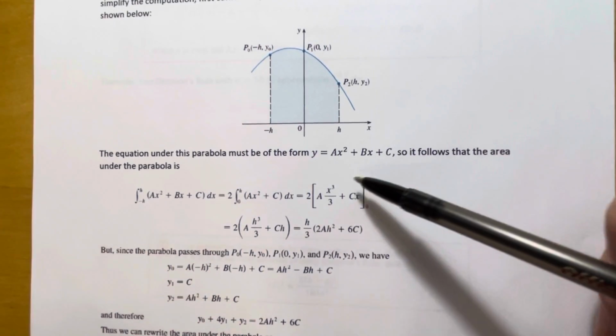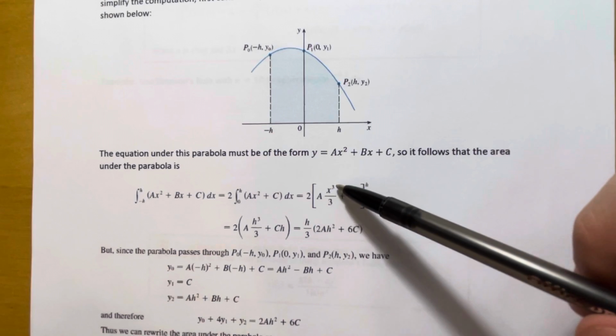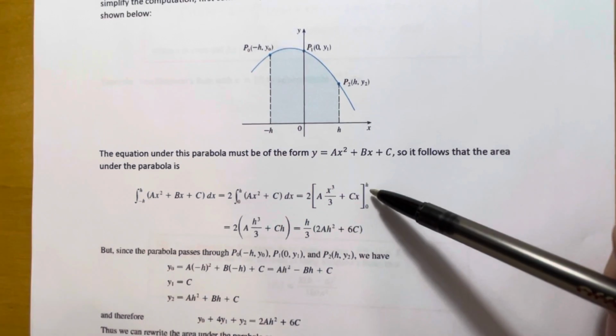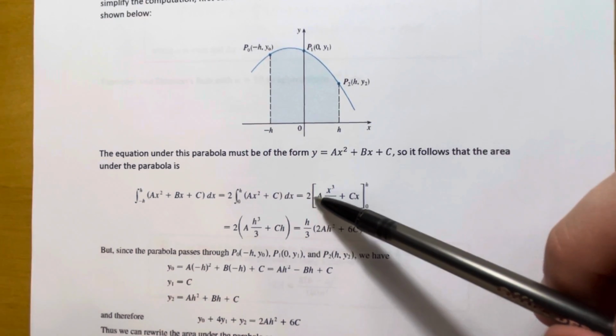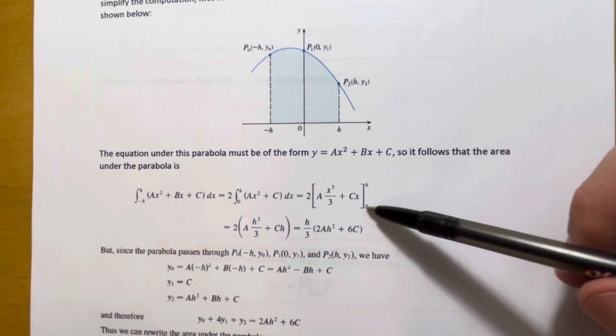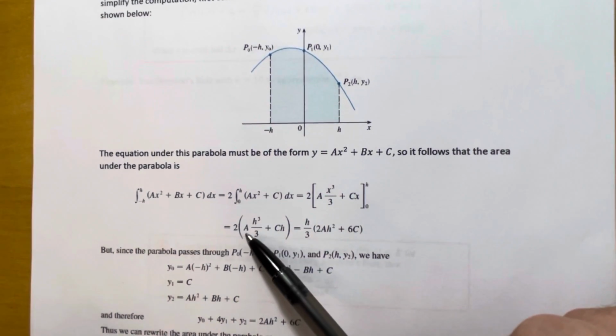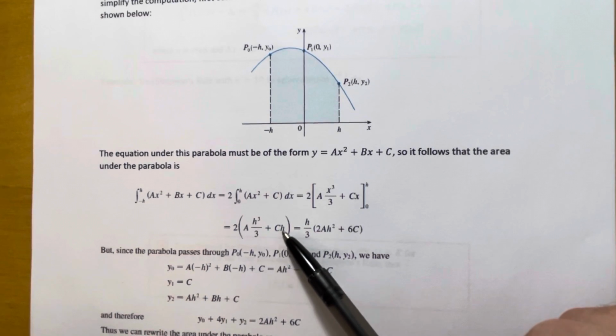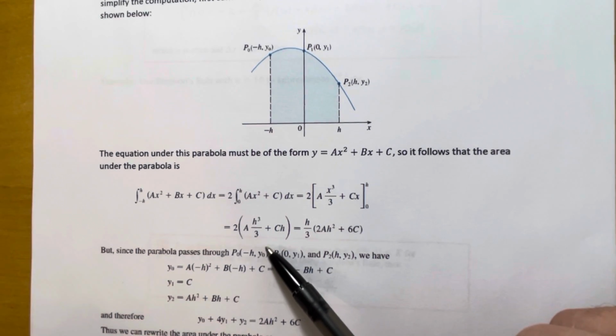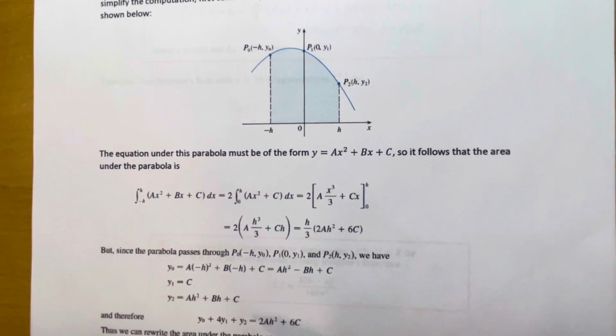As a polynomial, that's easy to integrate. I would get a times x cubed over 3 plus cx from 0 to h. And don't forget that we have that 2 out there. Plugging a 0 in makes everything go to 0, so really I just need to plug an h in, which gives me this. And then I can simplify this a little bit by multiplying the 2 in and factoring a 1/3 out.